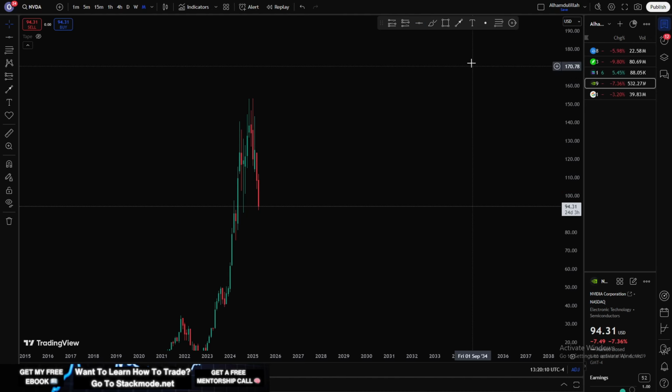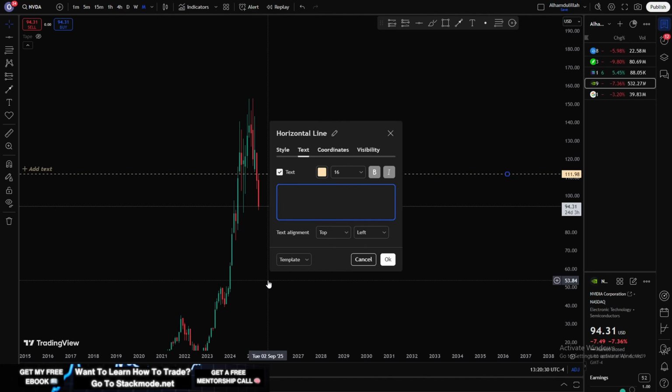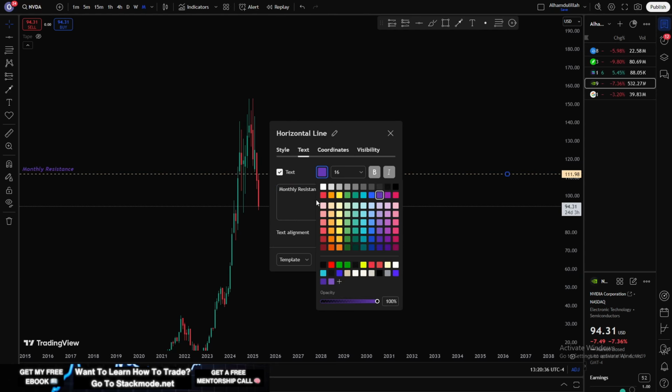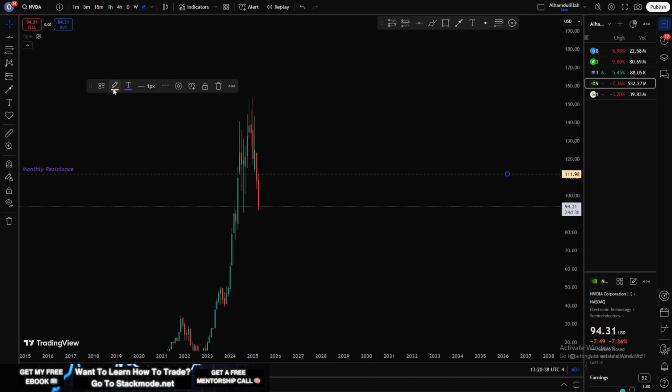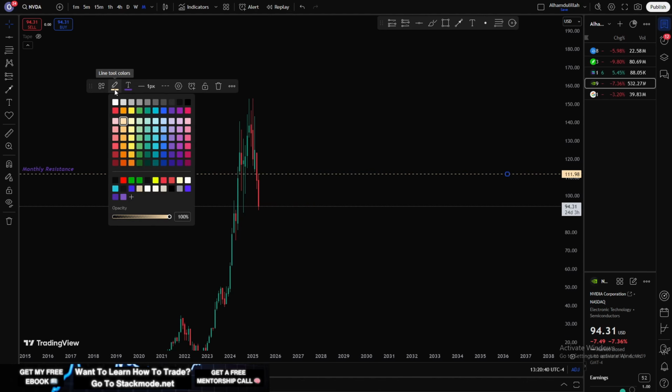So what I like to go ahead and do, grab my line tool. You can come over to the top left on your TradingView, click on the line, and then from there you can go ahead and click on the very top of the resistance. So I'm going to click on the top of the resistance here, boom, and I'm going to go ahead and drop it down. So after I've dropped it down, I'm going to go ahead and double left click it here, and I like to go ahead and label this. So you can go ahead and label it monthly resistance, change the color of it, and go ahead and make it purple or something like that. You can also change the line color using the edit pencil as well.